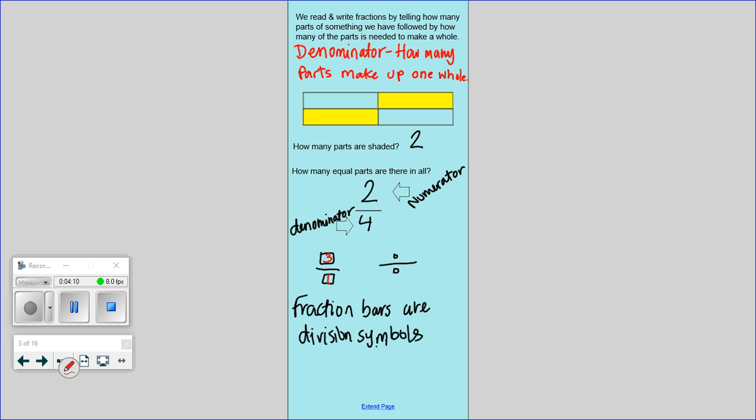My denominator tells me how many pieces I need to have a whole. How many pieces do I need to make up a whole? 1. 1 whole. How many do I need? That's my numerator. There are 3. 3 wholes. So I would read this fraction as 3 wholes. 3 divided by 1. It's the same as 3 times.